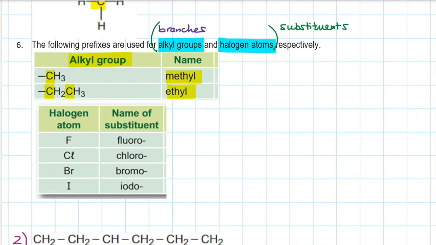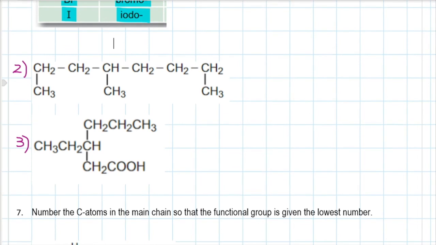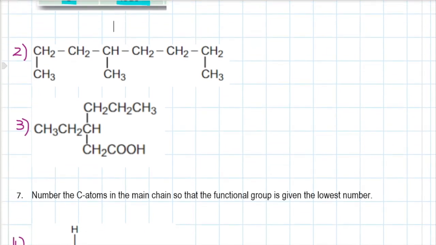The halogen atoms are given the following names. For fluorine, we use the word fluoro. Chlorine is chloro, bromine is bromo, and iodine is iodo. We're now going to use the rules that we've just learned to name these examples, example number 2 and example number 3.